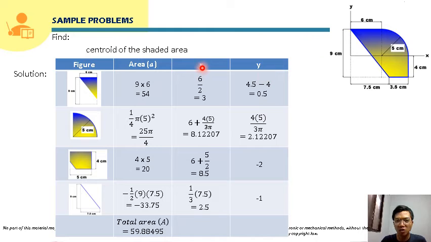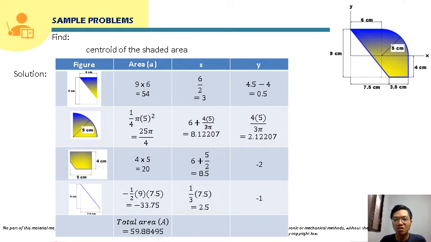Now for the quarter circle, this is our quarter circle. If we measure the x coordinate, the x coordinate of the centroid will be this distance. This is 6 centimeter, and what is this distance? This distance is 4r over 3 pi. So this will be 6 plus 4r over 3 pi, wherein the radius here is 5 centimeter. So this will be 6 plus 4 times 5 over 3 pi, so that will be 8.12207.